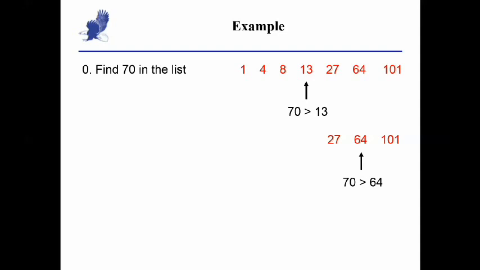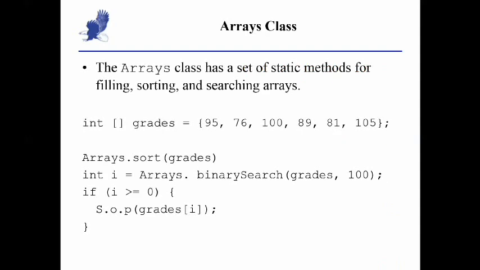So middle number, is 70 equal to 64? No, it's not. It's greater than 64. So let's repeat my search on the upper half of that list. Now here you'll notice there's only one element left in my list. I compare 70, it's not the same, it's not equal, but since there's no more list to search, I know that my key isn't in there.